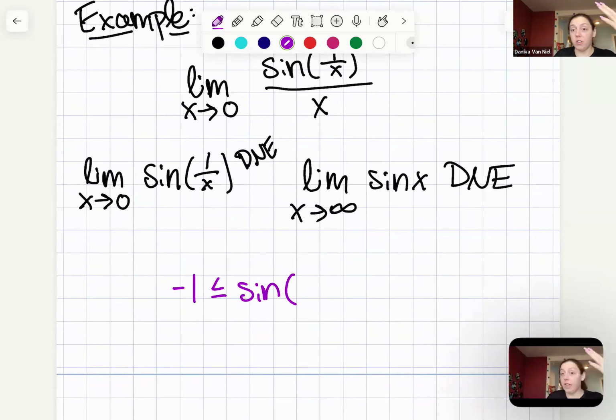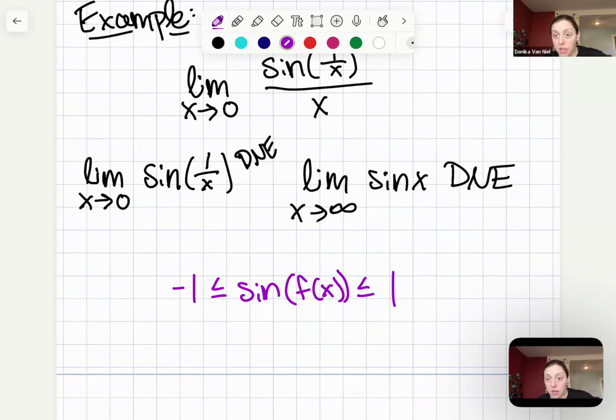Sine of any function, I'm just going to say f of x. There's nothing you can plug in to sine that can make it less than negative 1 or bigger than positive 1. Sine is only between negative 1 and positive 1. You can times it by stuff on the outside. There's nothing you can plug into sine to make it bigger or smaller, right? It is always between negative 1 and 1, inclusive. Okay.